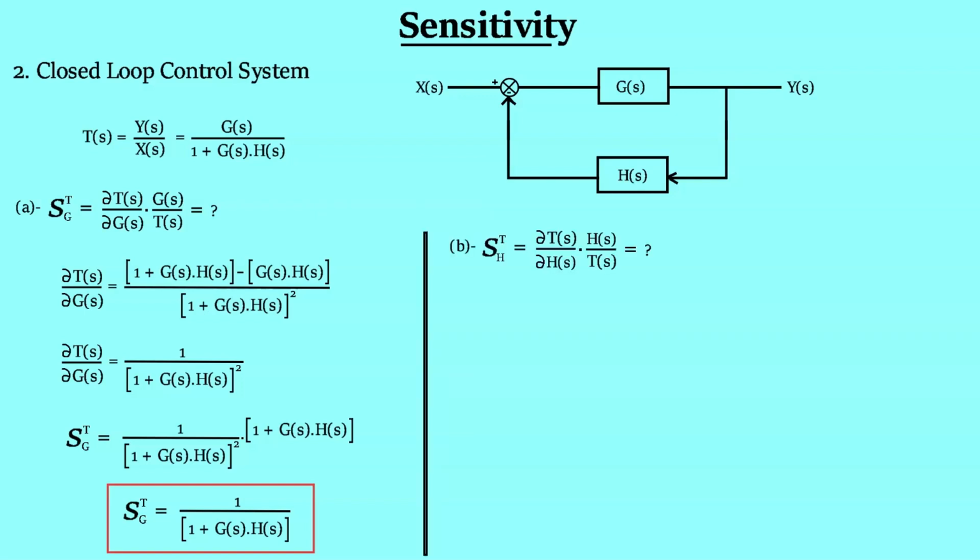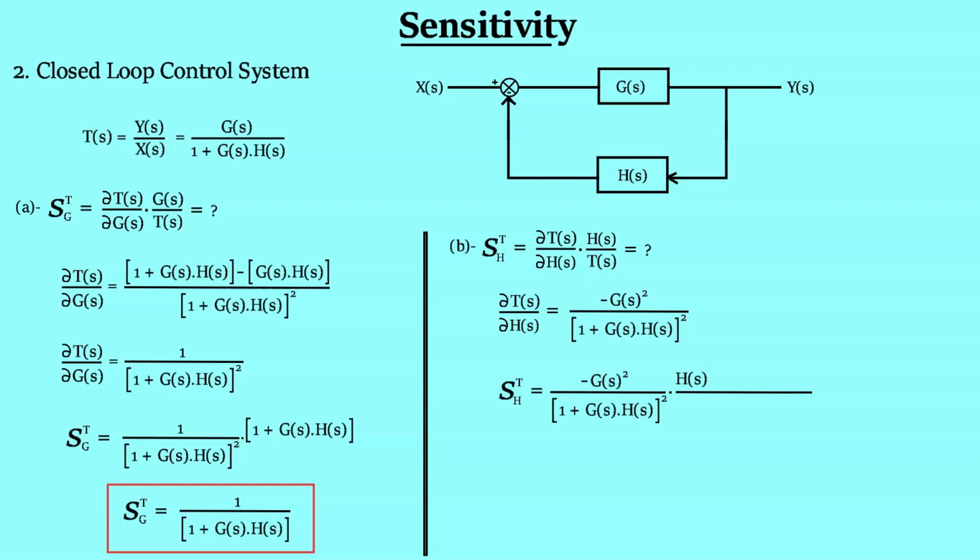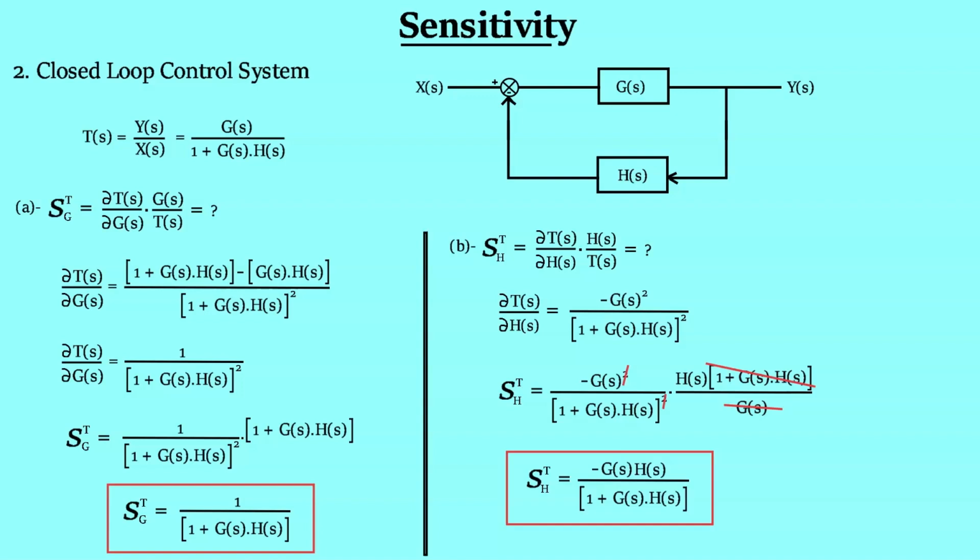The same way we can also find the sensitivity of the transfer function with respect to feedback function. We can easily find the partial derivative of transfer function with respect to feedback system, which will come out negative of square of feed-forward system divided by 1 plus feed-forward system into feedback system, the whole being raised to the power 2. In the expression of sensitivity, we have the partial derivative. We will put feedback system as it is. The only term remaining is the transfer function, which we will put quite easily without doing any modification. Cancelling the terms, we will get the sensitivity of the transfer function with respect to feedback system to be equal to negative of feed-forward system into feedback system divided by 1 plus feed-forward system into feedback system.